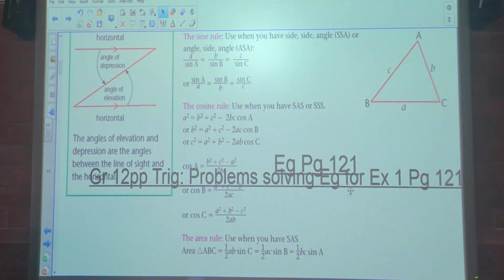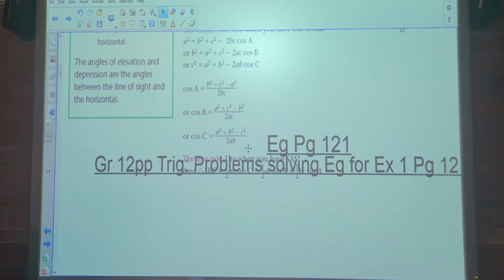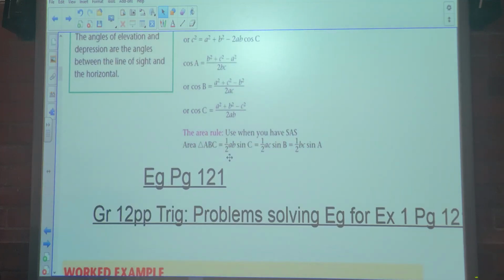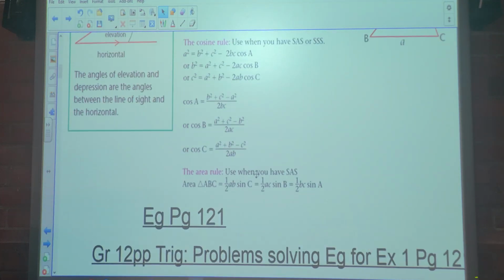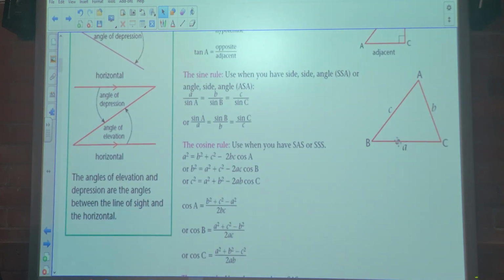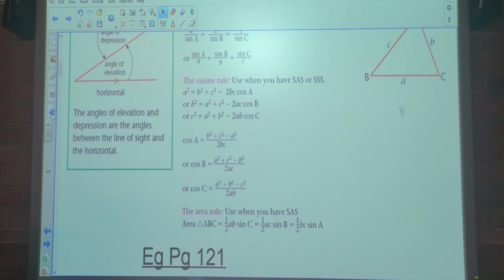And there's your formulae and your manipulation thereof. They're also reminding us about the area rule. The area is going to be half AC sine B, again 2 lengths and included angle. So it's going to be half AB sine C, or half CD sine A.